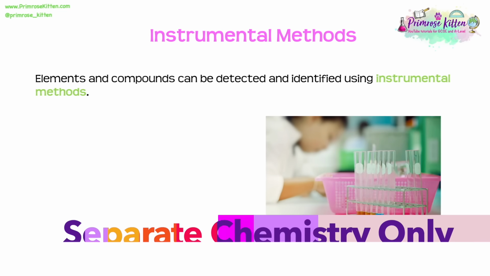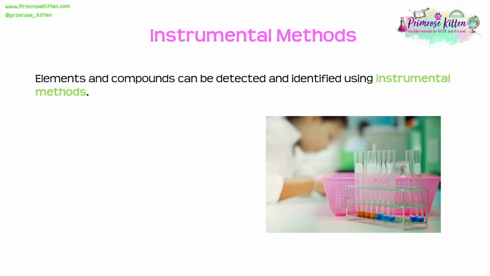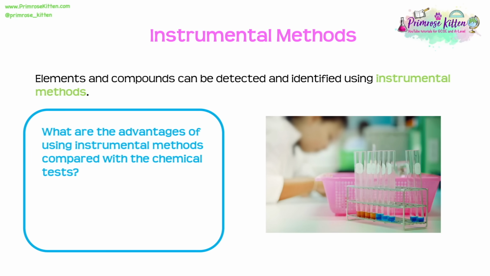Chemical tests can be really helpful. However, elements and compounds can also be detected and identified using instrumental methods. And there's a lot of advantages of using instrumental methods compared with these chemical tests. One is that they're very accurate.